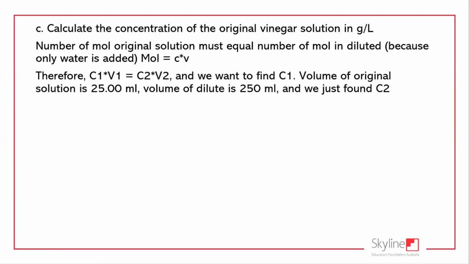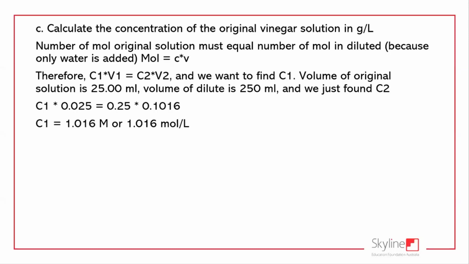So C1V1 equals C2V2. We want to find C1. The volume of the original solution is 25 mL, and the volume of the dilute, as we mentioned at the start of the question, is 250 mL. And we just found C2, the concentration of the dilute. So C1 times 0.025, which is 25 mL, equals, well, volume 2 is 250 mL, so 0.25 litres, times 0.1016 molarity. That was our concentration.